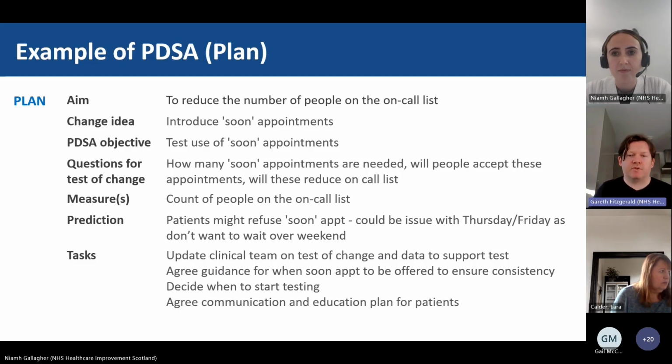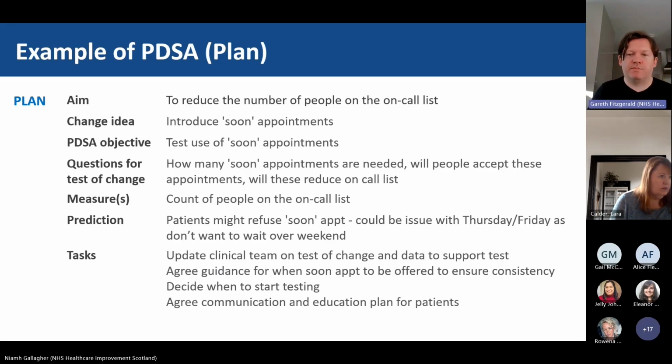And this was using time that was already allocated, that was currently reserved for GPs only to book directly into. There were some questions about that. How many soon appointments needed? Will people accept those appointments? Will these reduce the on-call list? And even a question about the suitability: the tasks agree the guidance for when the soon appointments are to be offered, to ensure consistency.